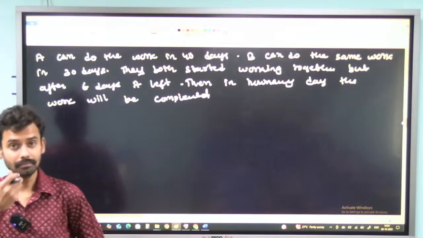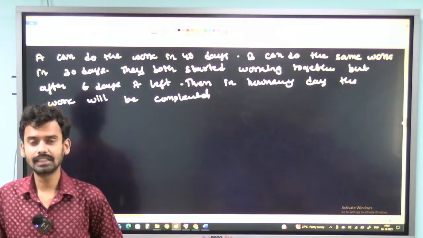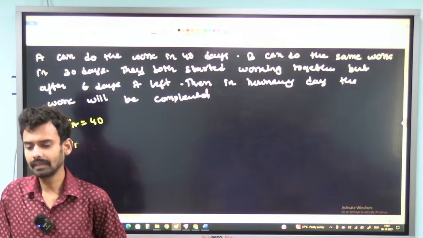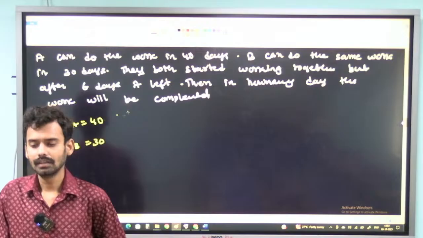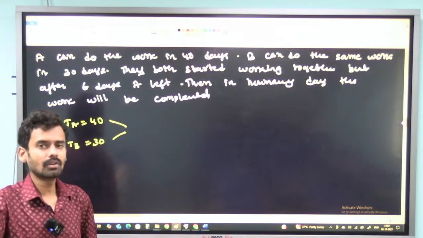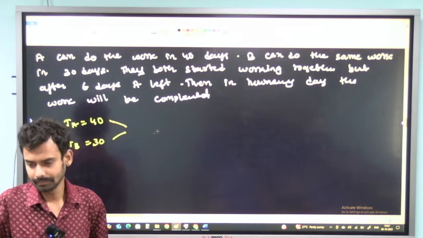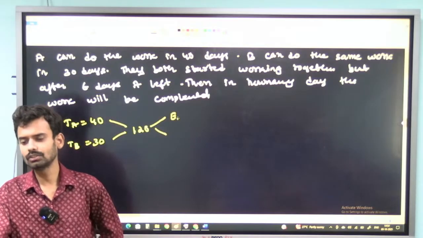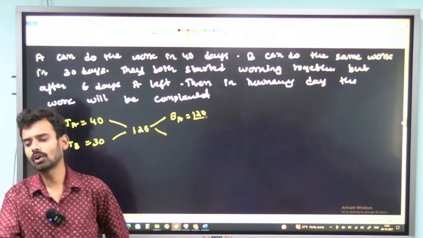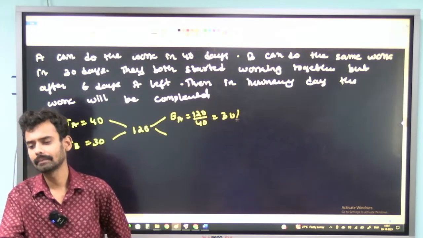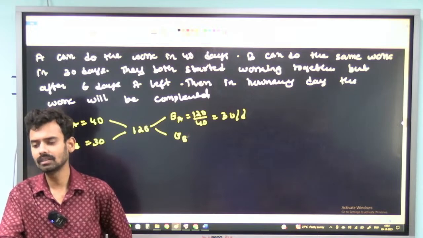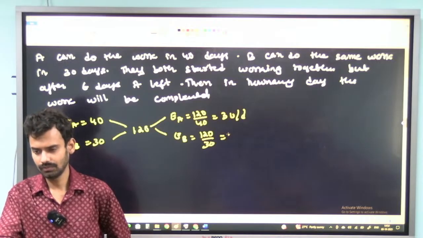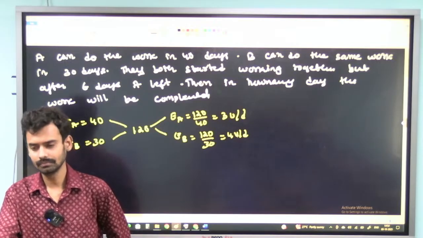Again, the procedure is same. Let me try to calculate the efficiency of A and B. So, time taken by A is 40, time taken by B is 30. Now, LCM of 30 and 40 will be 120. Calculate the efficiency of A and B. Efficiency of A will be 120 by 40, which is 3 units per day, and efficiency of B will be 120 by 30, which is 4 units per day. Is it so?